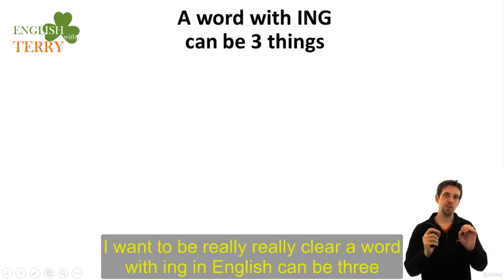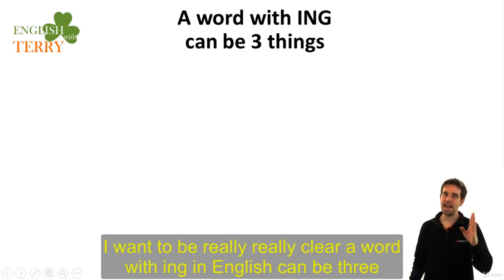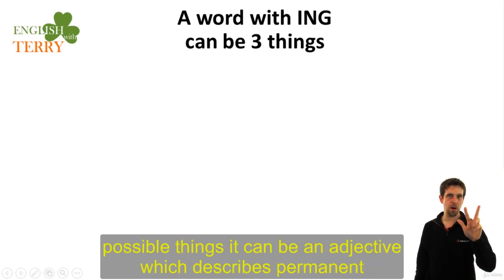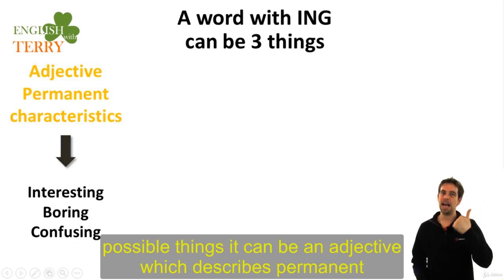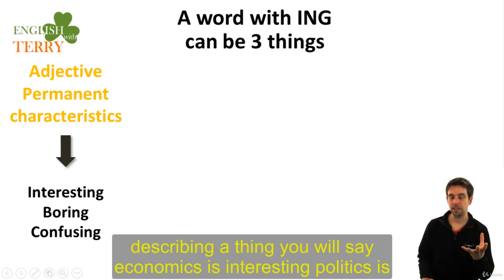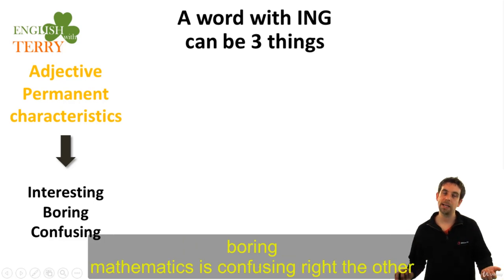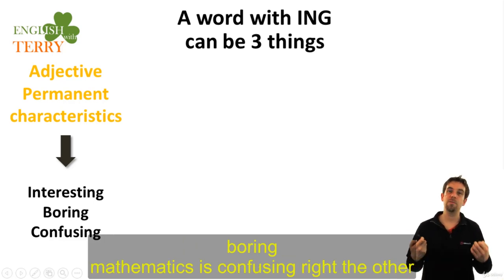This is the part I want to be really, really clear. A word with ing in English can be three possible things. It can be an adjective, which describes permanent characteristics. For example, interesting, boring, confusing, right? You are describing a thing. You will say, economics is interesting. Politics is boring. Mathematics is confusing, right?